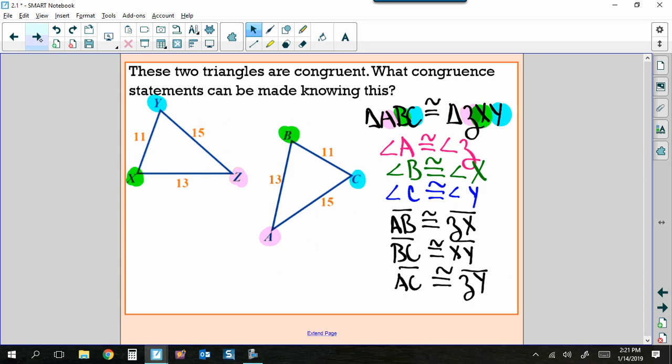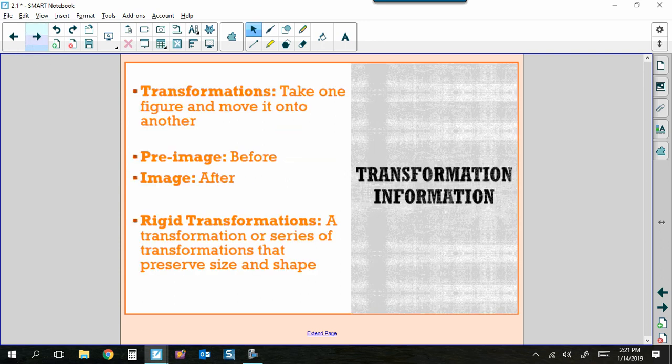All right, I think we have another vocabulary word. Okay, just to wrap up this lesson is called rigid transformation. So what we're going to be doing is we're going to be taking one shape and moving it onto another one. That is called a transformation just in general. It's when you take one figure and move it onto another.